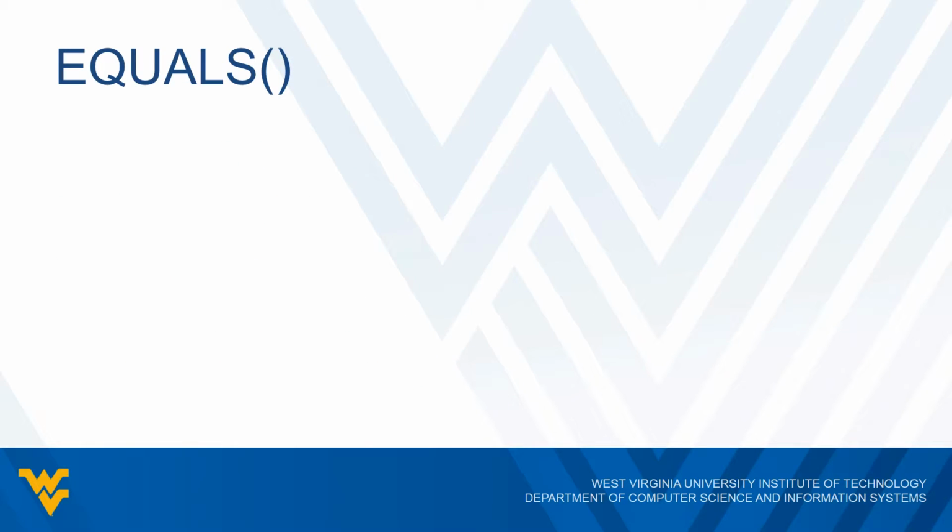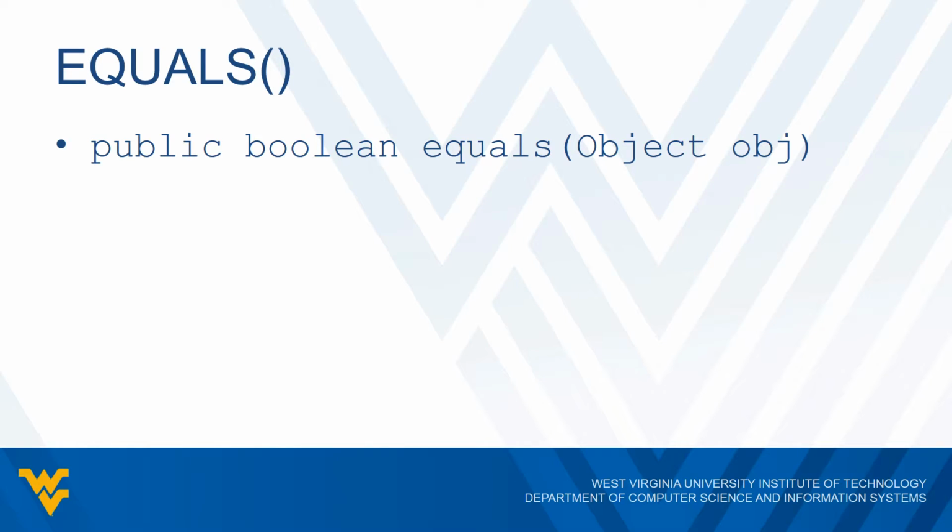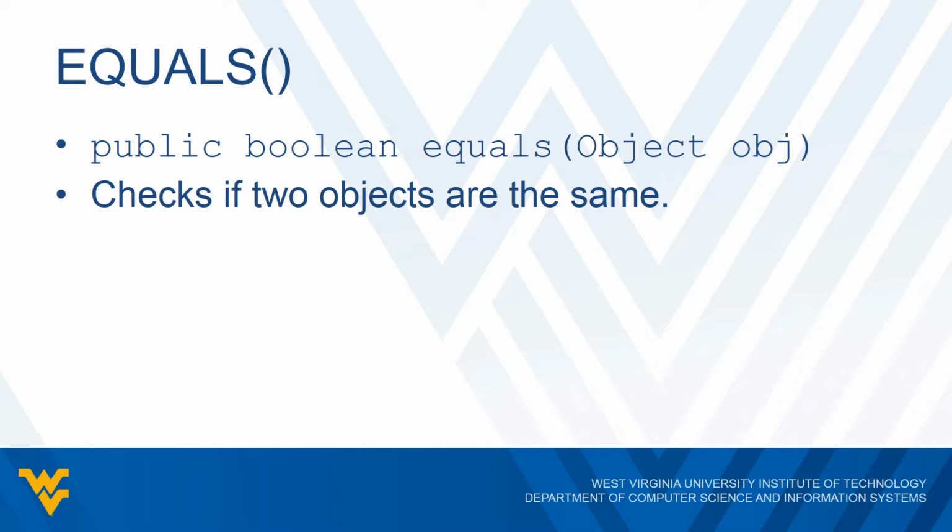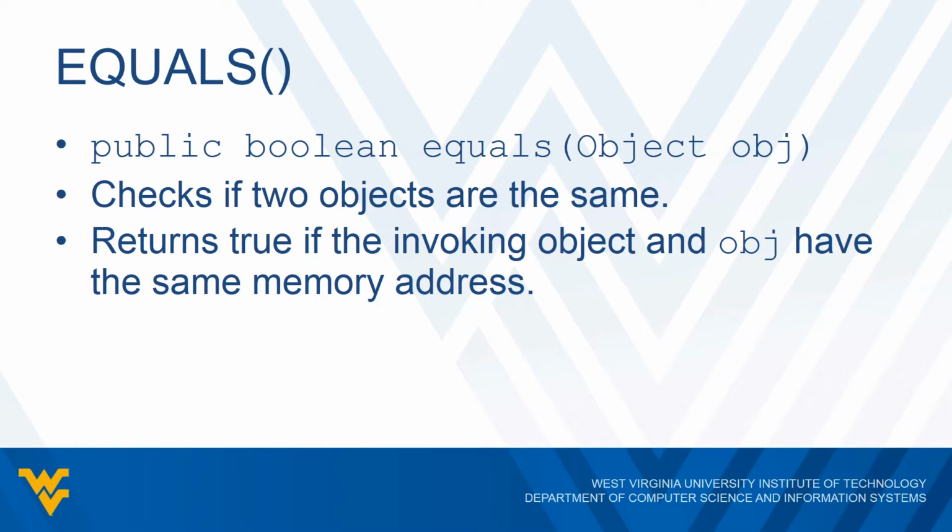The next method from the Object class we're going to take a look at is the equals method. The syntax for this is public boolean equals, and then the parameter is some Object. We see here this is going to return true or false. What this method essentially does is check to see if two objects are the same. Now we have to be careful with what we mean by two objects being the same. Usually we would ask whether they have the same data members, but this is not the case for this equals method. It actually returns true if the invoking object and the obj parameter have the exact same memory address, and it returns false if the two memory addresses are different.